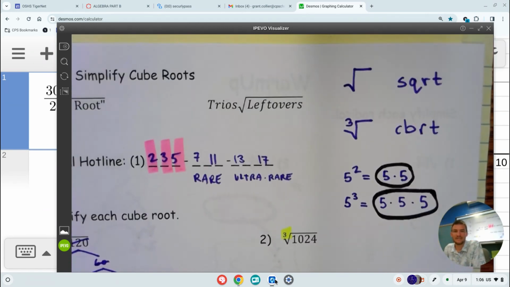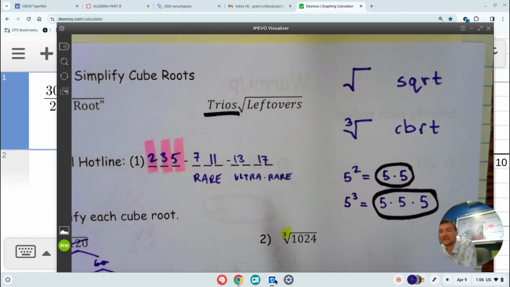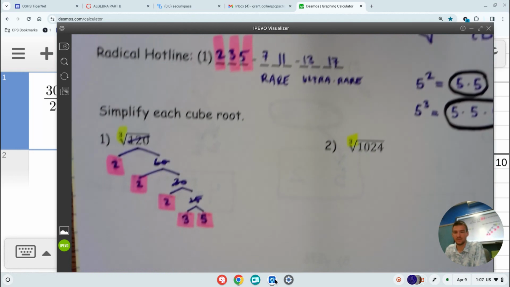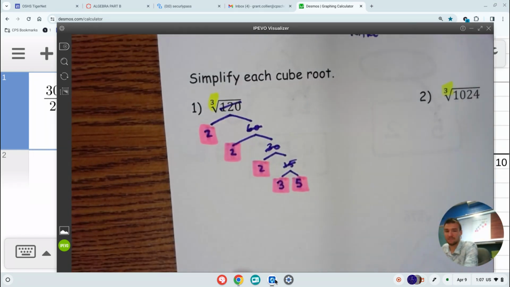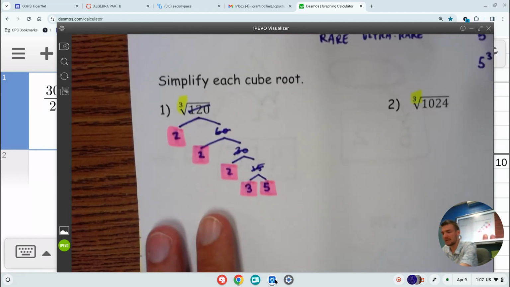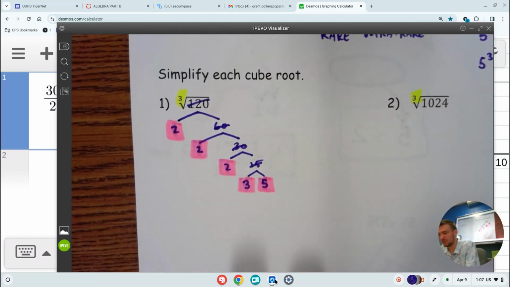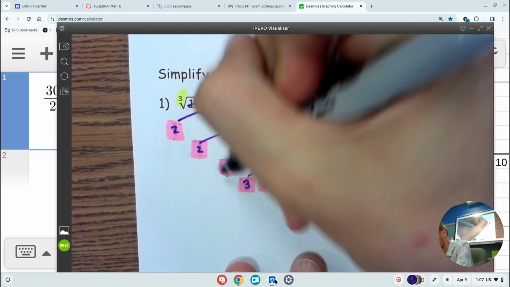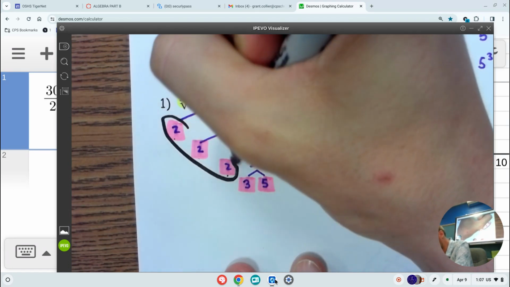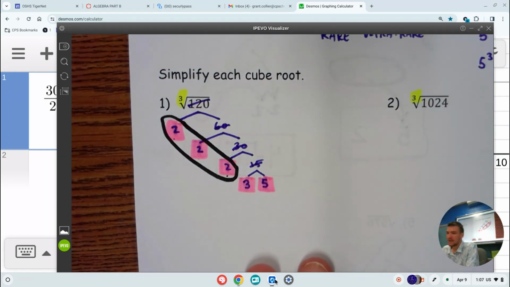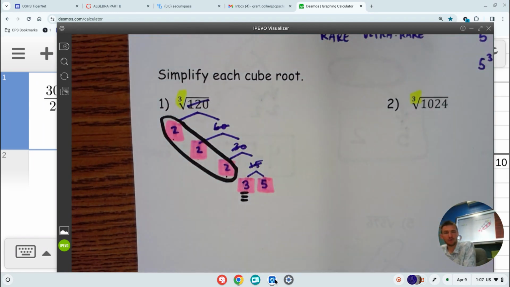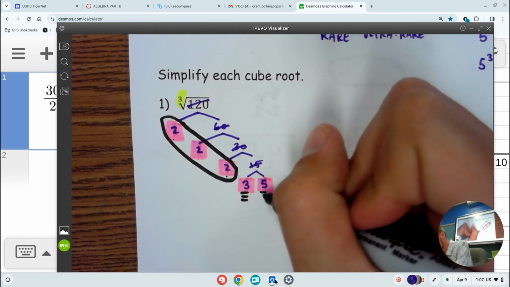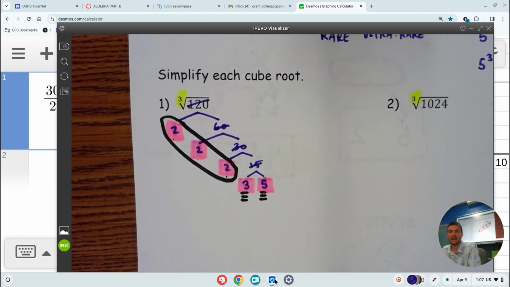Okay? So you can see up here, it says trios, because that's what we're looking for, triples. So I don't care about doubles anymore. Doubles mean absolutely nothing now that we're doing cube roots. I'm seeing 2, 2, 2. That is a triple 2. Then I've got 3. That's a lonely 3 with no buddies. Then I've got 5. That's a lonely 5 with no buddies.